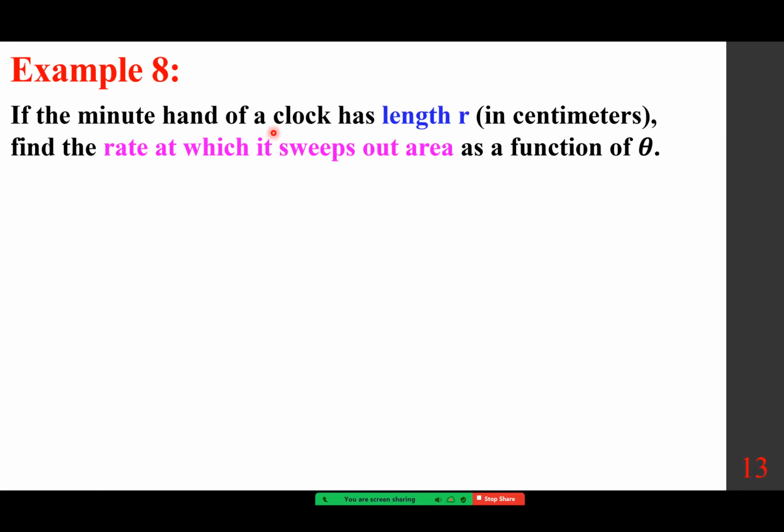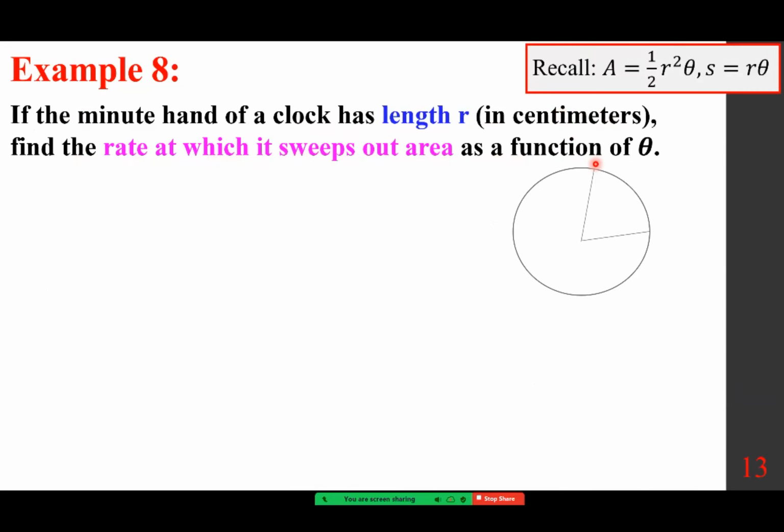If the minute hand of a clock has length r in centimeters, whatever the units are, find the rate at which it sweeps out area as a function of theta. They're referring to this concept, class. Okay, this is the theta, and I want you to remember that the area of a sector is half of r squared theta, and S, the arc length, is r theta, and this is theta, everybody. So you should remember all of that.